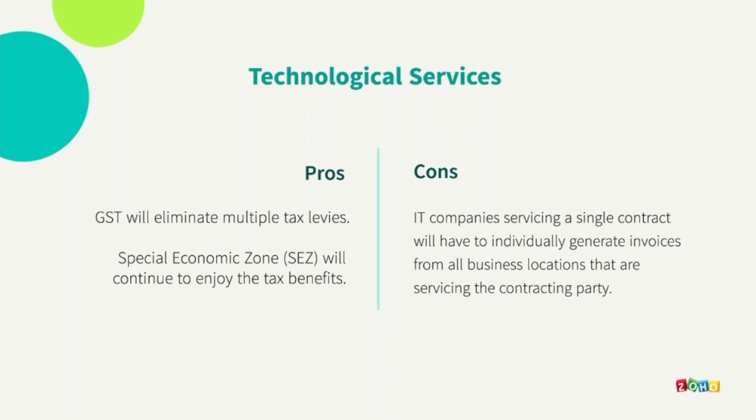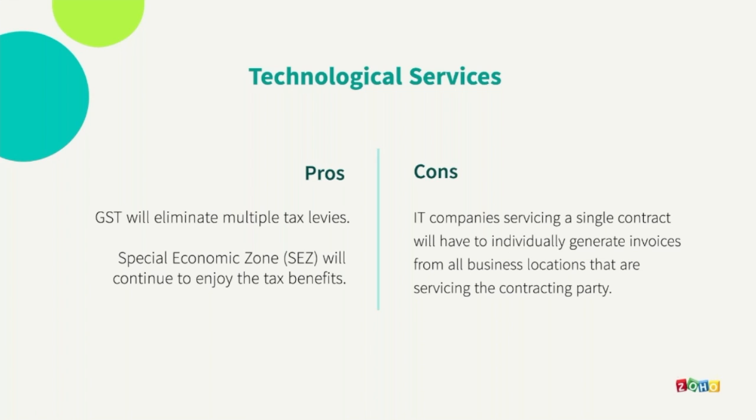And so when you come to the cons, or the other side of the coin, IT companies servicing a single contract will now have to individually generate invoices from all business locations. So for instance, if you have an ongoing project, you would have an office which actually onboarded that particular client, and then there would be a project office set up to assist the client easily, and you would also have other locations assisting in that particular project. So a single project can have its work split up between multiple branches of an IT company.